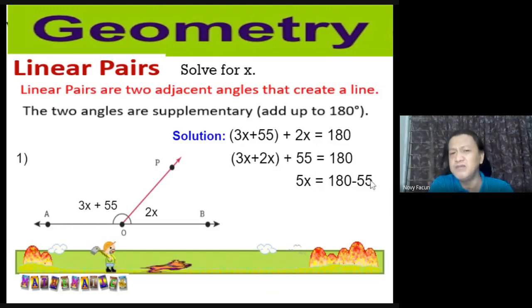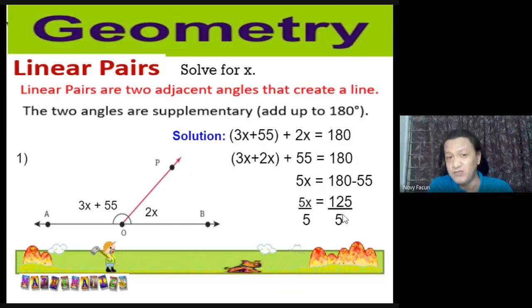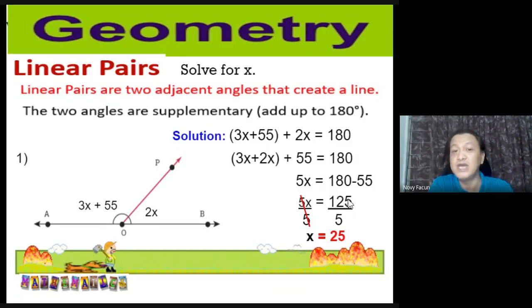Saan galing yung 55? Galing po dito, di ba? Tinranspose natin. So since it's positive, naging negative kasi nagre-reverse siya ng sign kapag nililipat natin ang pwesto. Okay, and that is 180 minus 55, 125 na siya. Kaya 5x divided by 5, cancel yung 5 dyan. On the right side, we have 125 over 5, that is 25. Kaya ang value na x natin ngayon is 25.